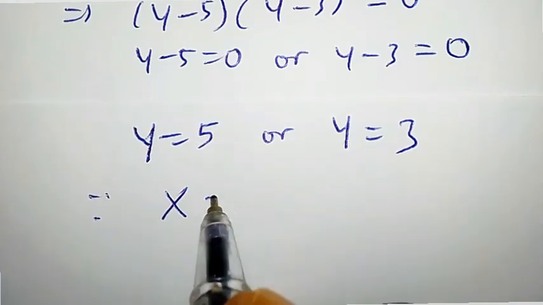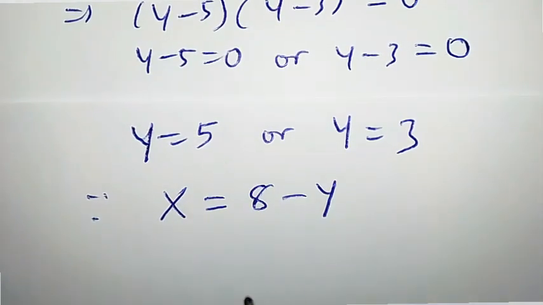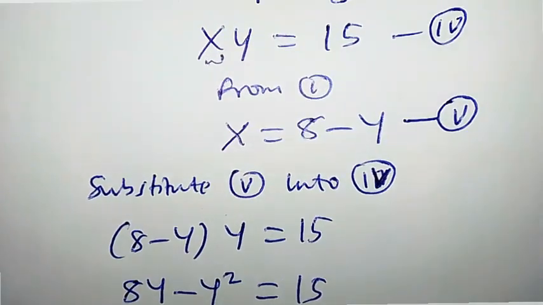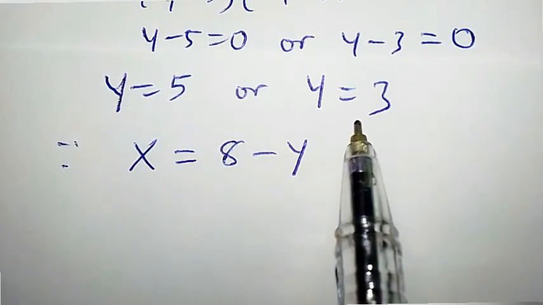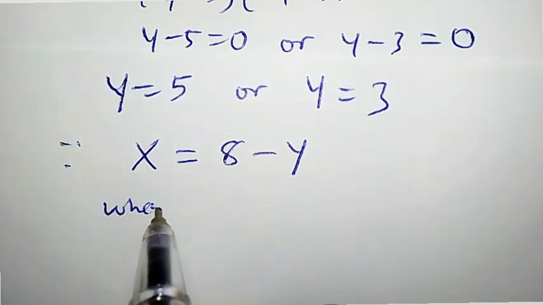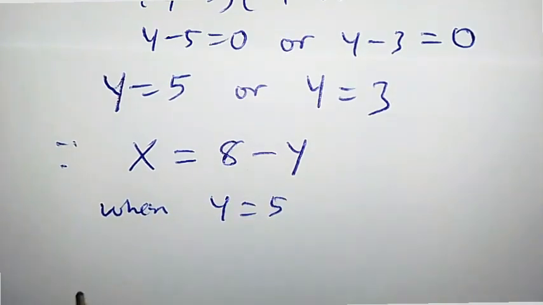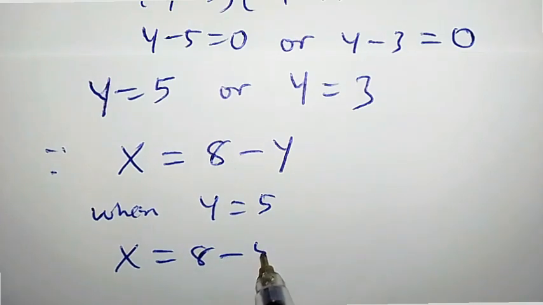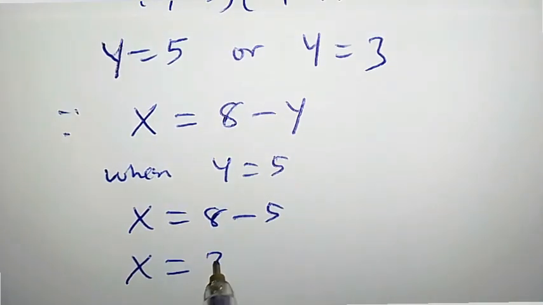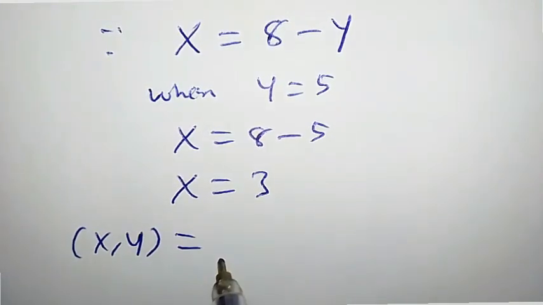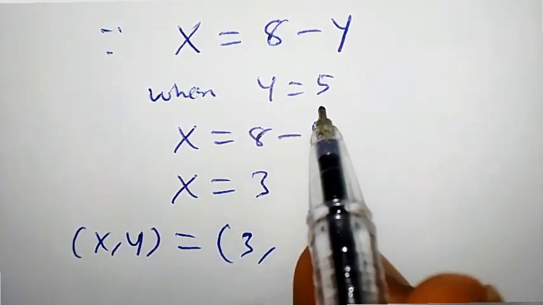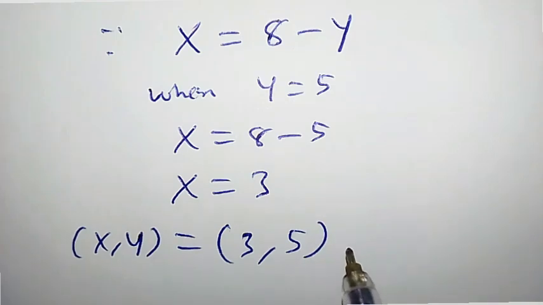Since x is equal to 8 minus y, from equation 5, we will now consider when y is equal to 5 and when y is equal to 3. When y is equal to 5, x is equal to 8 minus 5. Clearly, x is equal to 3. That means the first solution, x comma y, is equal to, when x is 3, we have y to be equal to 5. This is the first solution.